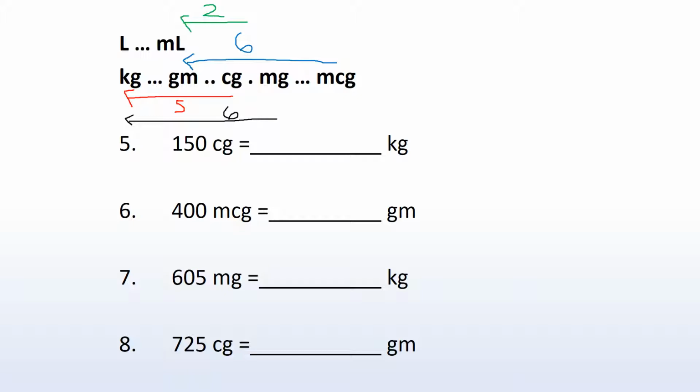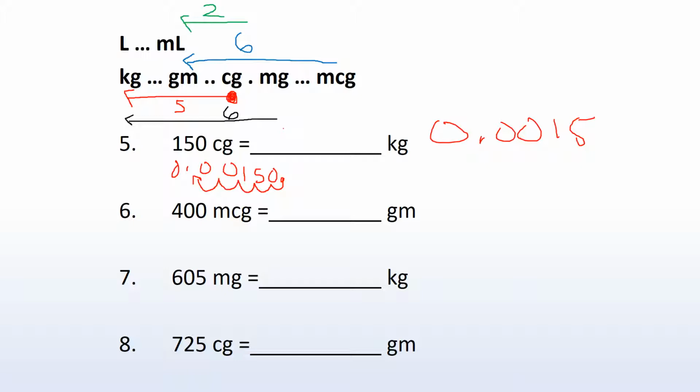All right, you guys ready? Let's do this guy. All right, centigrams to kilograms. We are moving how many spaces? 5. So here is the decimal. We're going to move it 1, 2, 3, 4, 5. 0.0015. All right.